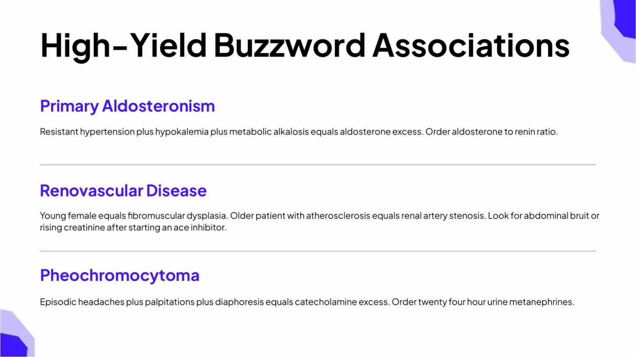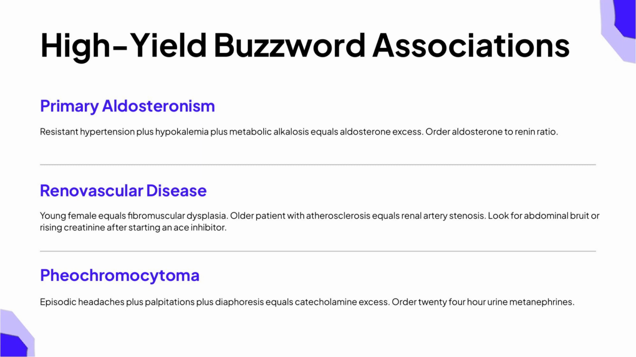For renovascular disease, the patient profile matters. A young female suggests fibromuscular dysplasia, while an older patient with atherosclerosis suggests renal artery stenosis. Look for an abdominal bruit or rising creatinine after starting an ACE inhibitor. These are classic board question setups.